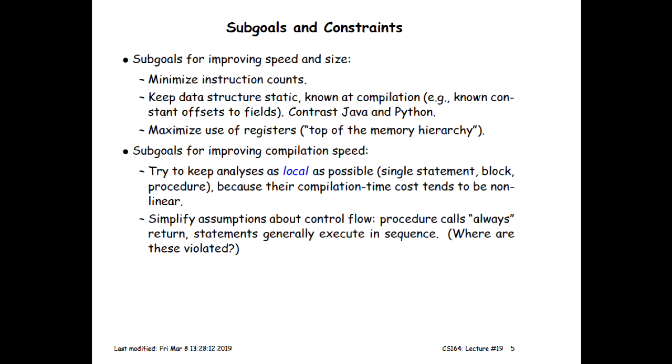So as sub-goals toward these other goals, one might work to minimize the number of instructions that you generate. Another thing that's a biggie is that you choose your data structures carefully. You try to keep the structure of your data static. So in Java, for example, if you ask for field X in an object, the compiler, at the time it produces code, will know exactly where that field is.